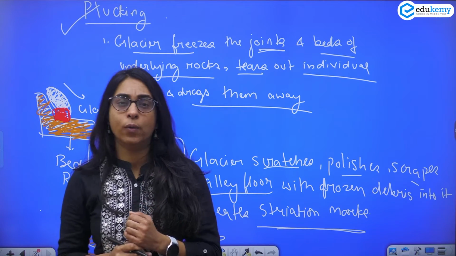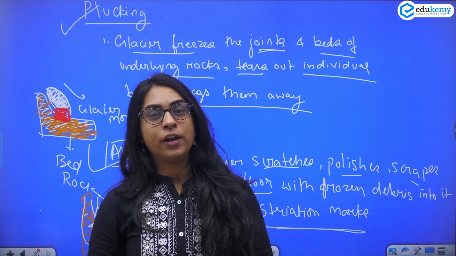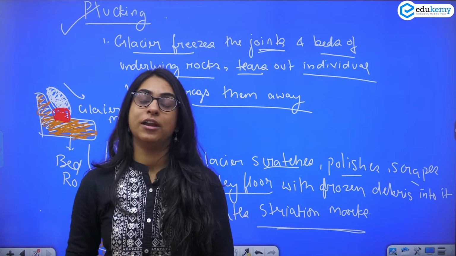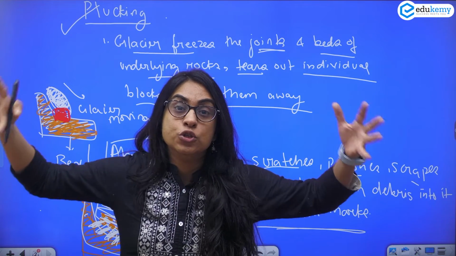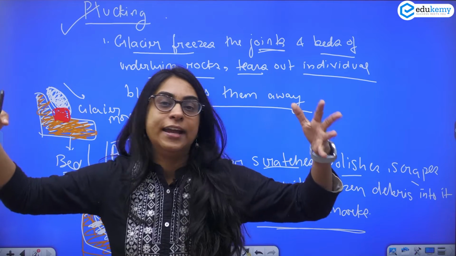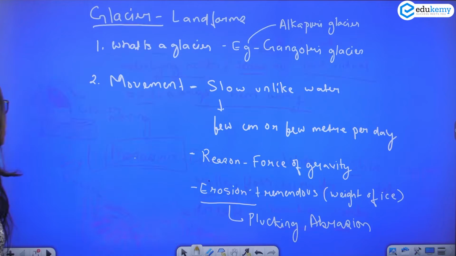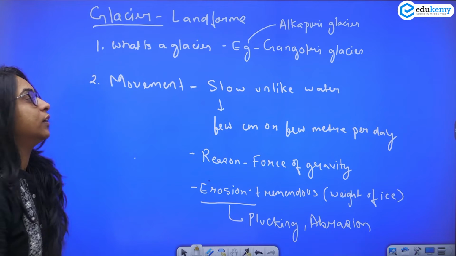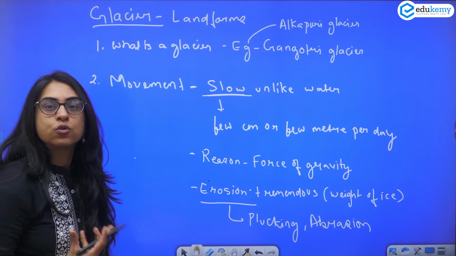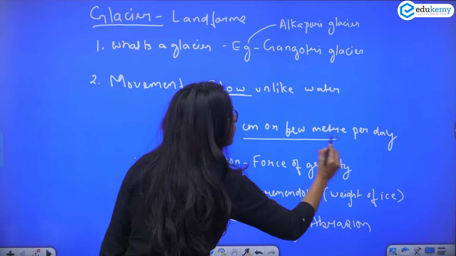Now understand how the glacier moves. We already know that rivers are very swift and move in a fast manner. However, a glacier is a huge mass of ice, so it cannot move as fast as a river. The movement of the glacier is very slow, unlike water, only a few centimeters or a few meters per day. So the movement is very slow.